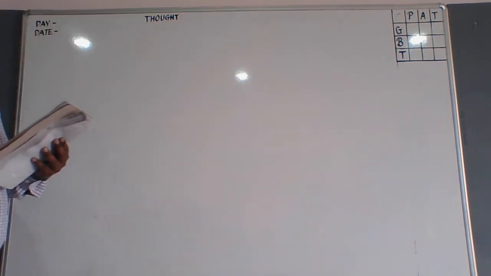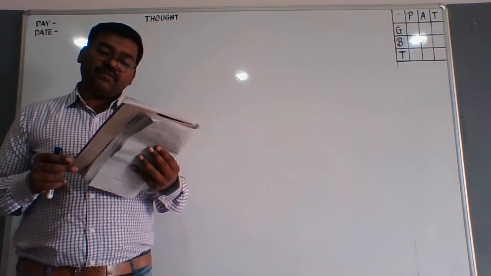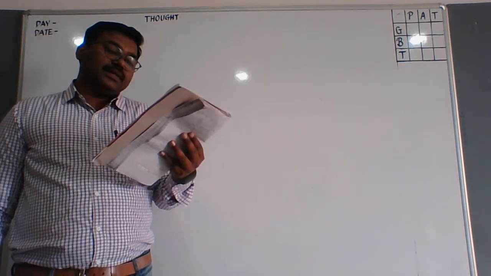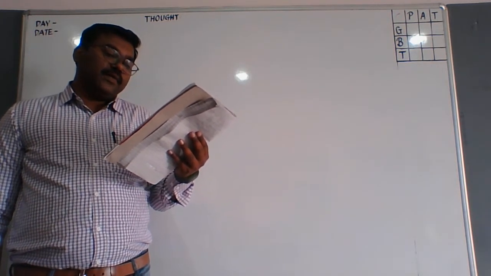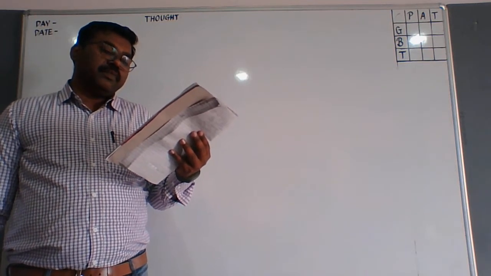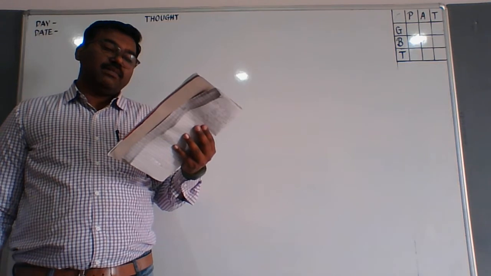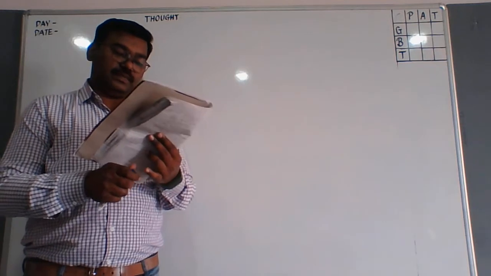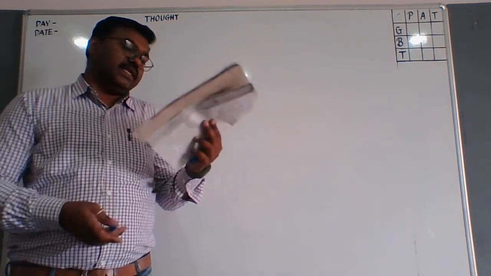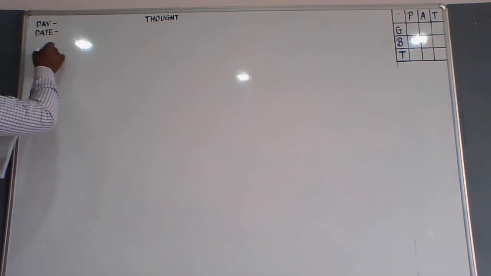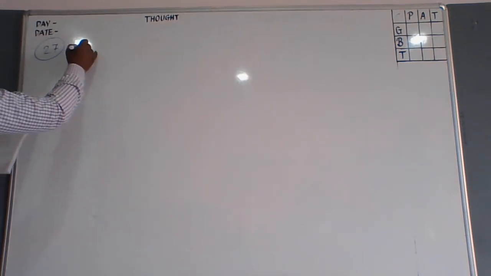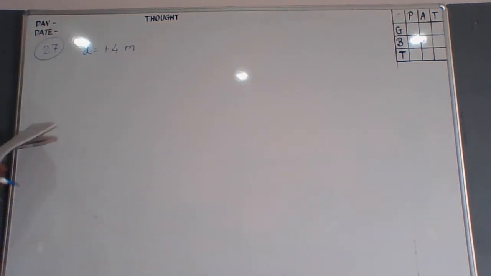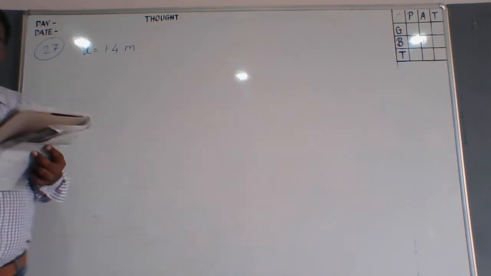The question is, a roller has a diameter of 1.4 meter. Find its circumference and the number of revolutions it makes to travel 61.6 meter distance. Okay, so this is our question. Let us write the given things. Question number 27. The diameter of the roller is 1.4 meter.